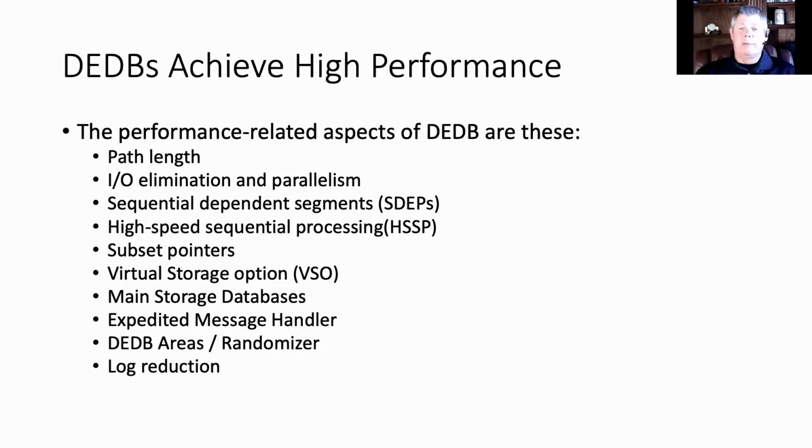DEDBs also have a randomizer routine that helps speed up your access to the data. Then it stores data in specific areas, so you can keep your data separated in certain places. And as I said, the logging is greatly reduced during fast path operations. These are all things that make fast path so much quicker and so much faster. So it's a good consideration if you have an application that's capable of doing such.